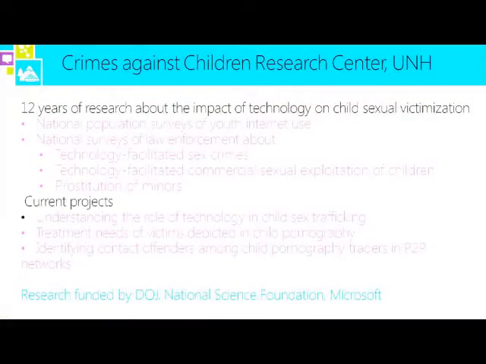At the Crimes Against Children Research Center, we have been researching the impact of technology on sexual crimes against children for more than a decade. We have conducted large national surveys of young people about their experiences on the internet. We've conducted several surveys of large national samples of law enforcement about the characteristics and dynamics of sex crimes against children and the impact of technology on those sorts of crimes.